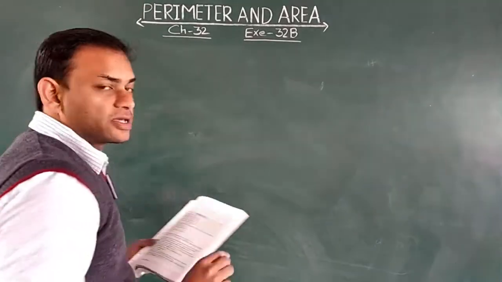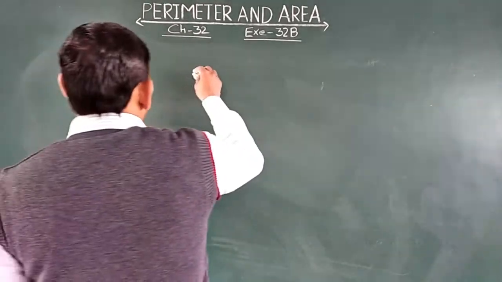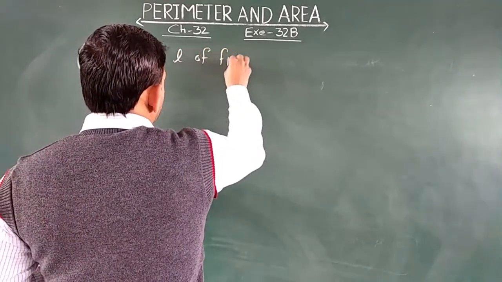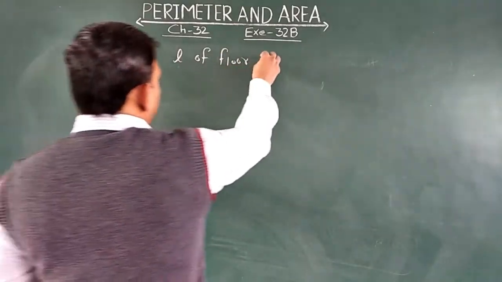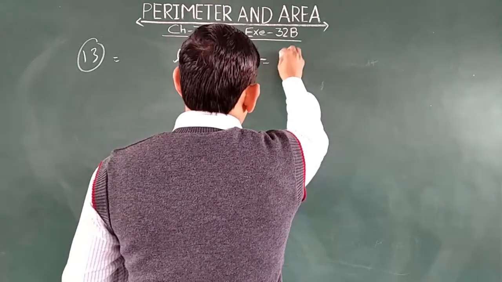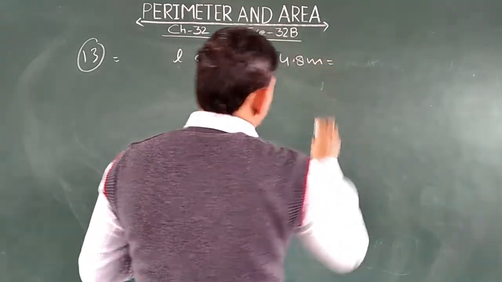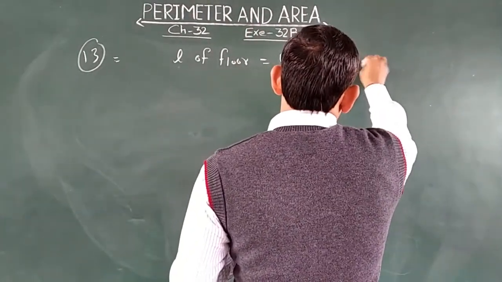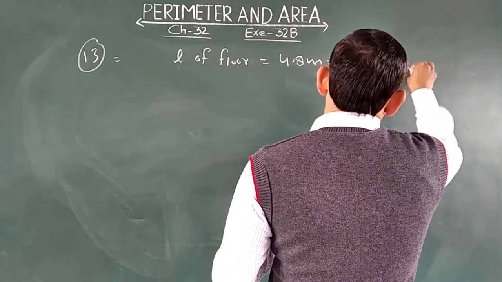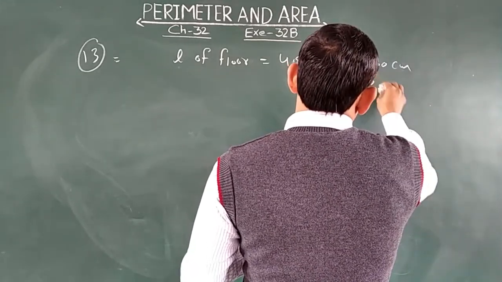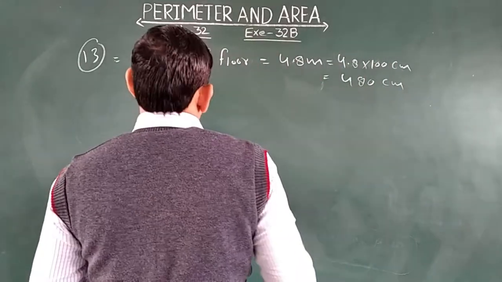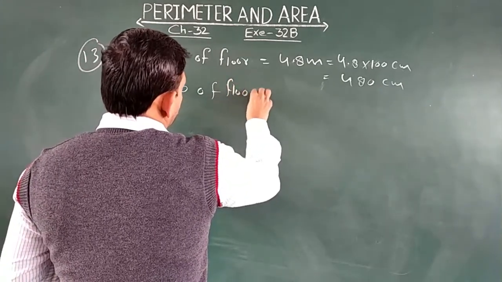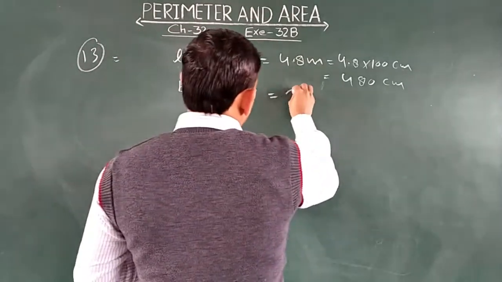So first of all we will write the given things for the room, okay, for the floor of the room. So L of floor means length of floor is given as 4.8 meter. It is given in meter, we will just change it into centimeter by multiplying by 100. So 4.8 into 100 centimeter, it will be 480 centimeter. Got it? Now the breadth of floor is given as 2.4 meter.